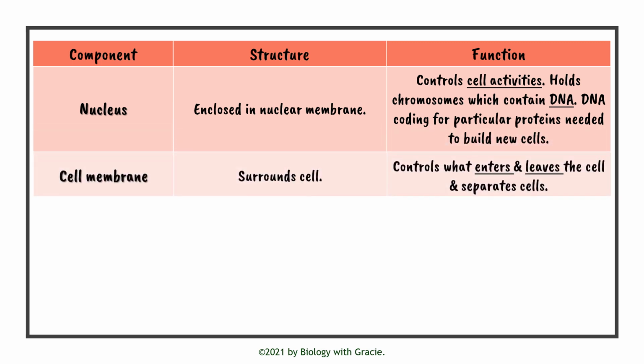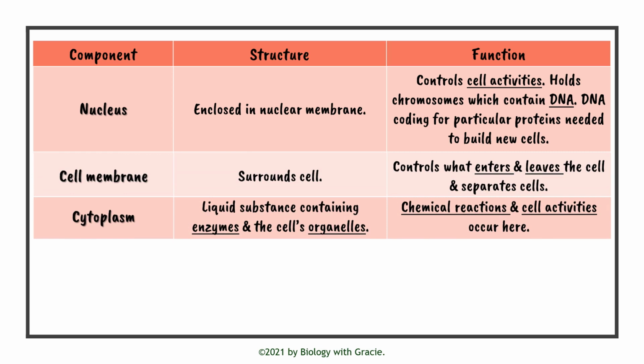We've then got the cell membrane. This membrane surrounds the whole cell, and it's very important in controlling what enters and what leaves the cell, and it also separates different cells from each other. We've then got the cytoplasm. As I talked about before, this is a liquid jelly-like substance, and it contains all the cell's organelles and also important enzymes. And these enzymes are involved in chemical reactions, and cellular activities also occur here as well.